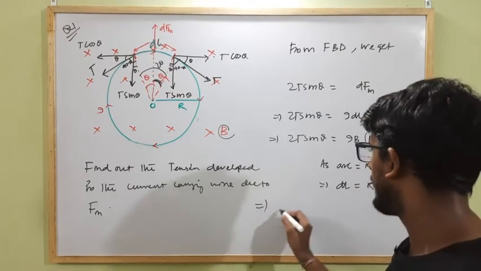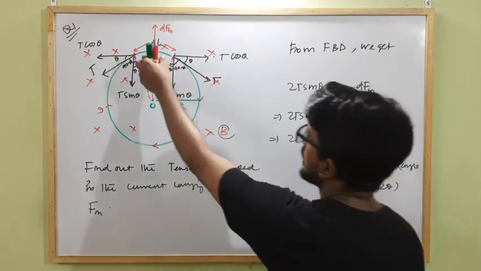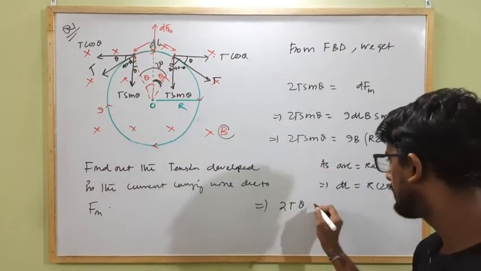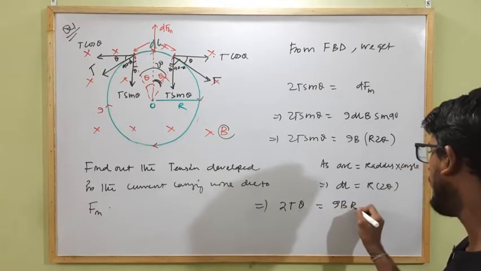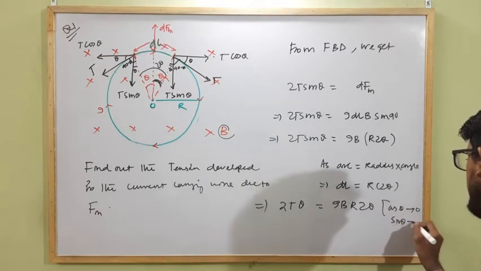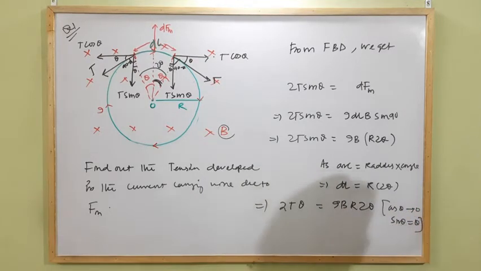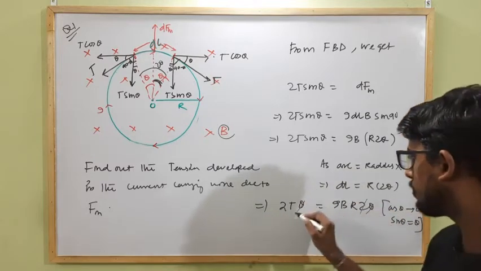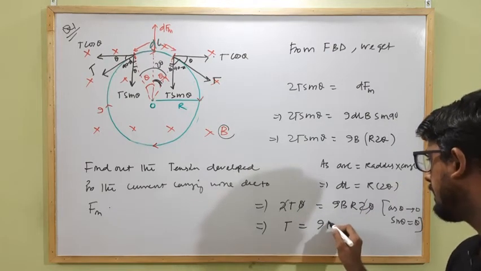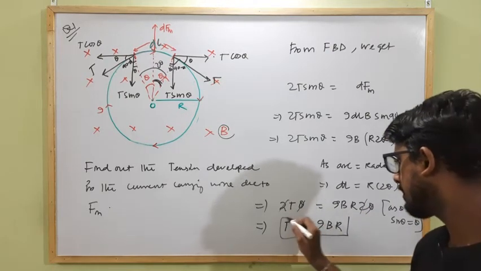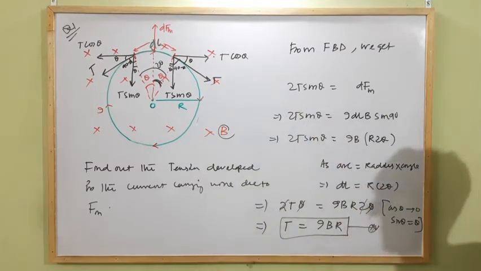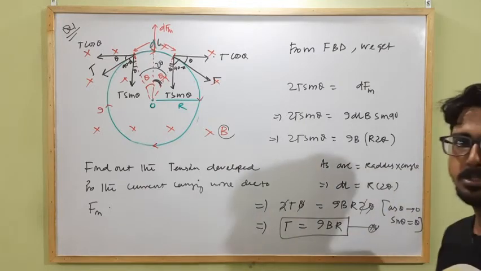So this implies you can write 2T. If the dl is very small and theta tends to 0, so sin theta can be written as theta, equal to I B R 2 theta, as theta tends to 0, so sin theta equal to theta. Clear? So 2 theta will get cancelled, so the value of tension developed in the current carrying wire will be I B R. Clear? This is the expression for the tension developed in the current carrying wire due to the magnetic force. Clear? Understand?